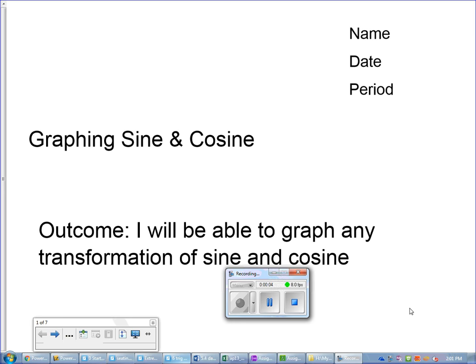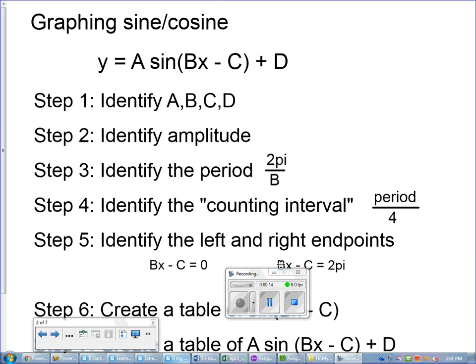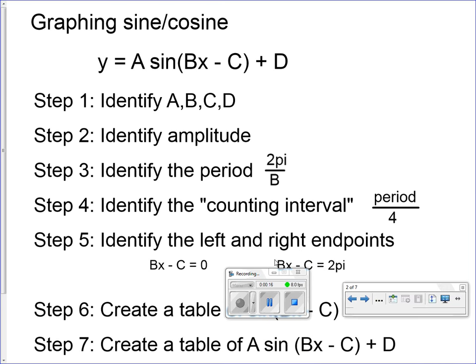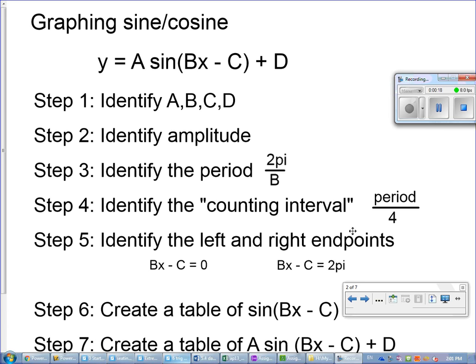All right, the title of today's notes is Graphing Sine and Cosine, and our outcome is I will be able to graph any transformation of sine and cosine. All right, so here you have a lot of notes. Just go ahead and take them, and then we're going to work through this.